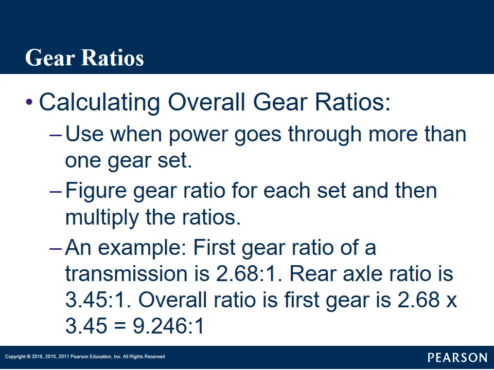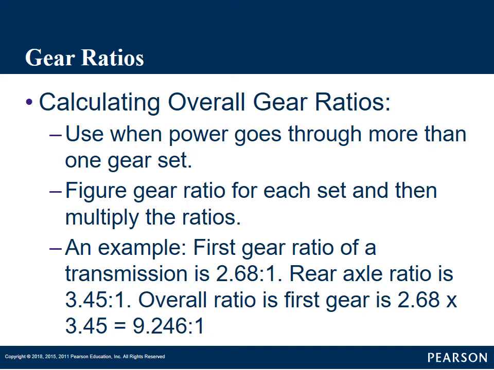Where a transmission can switch gear ratios, a differential cannot. That's a fixed gear ratio. It does not change. Whereas in an automatic transmission or even a manual transmission, as we shift gears, we are changing the gear ratio of the vehicle.